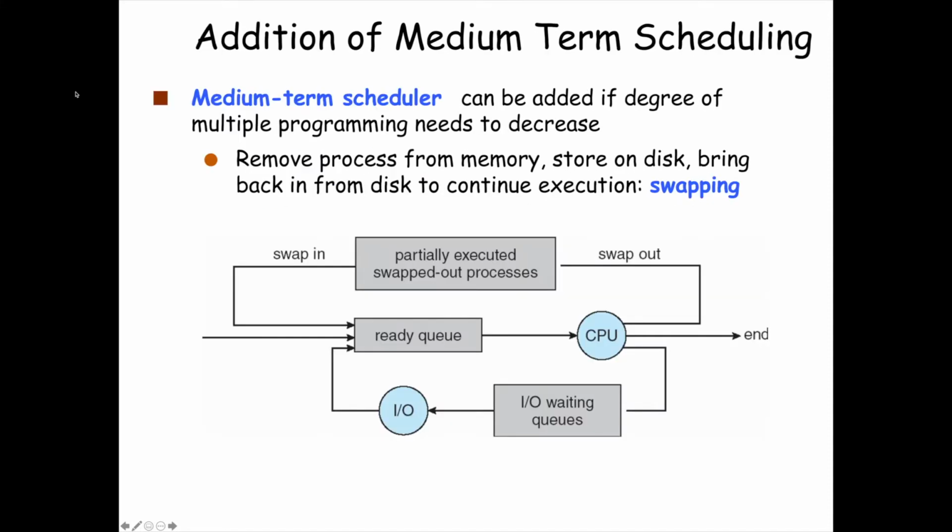There's another scheduler called the medium-term scheduler. And these are just general terms. Not every operating system implements all of these things. For some operating systems, it's just a short-term scheduler for everything, and that's it, right? But the medium-term scheduler is added if you want your multi-programming needs to decrease. And what does that mean?